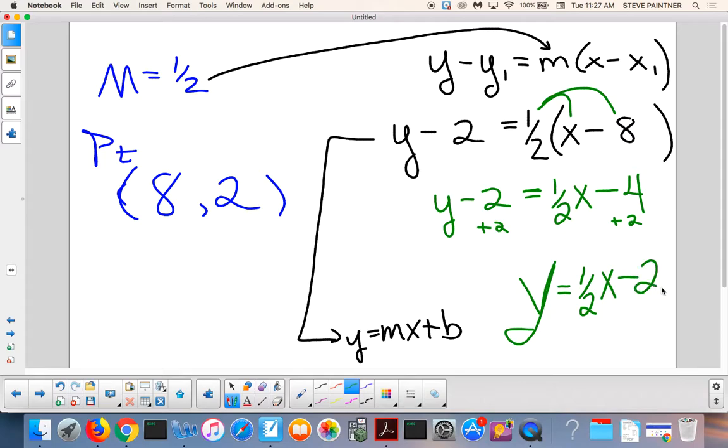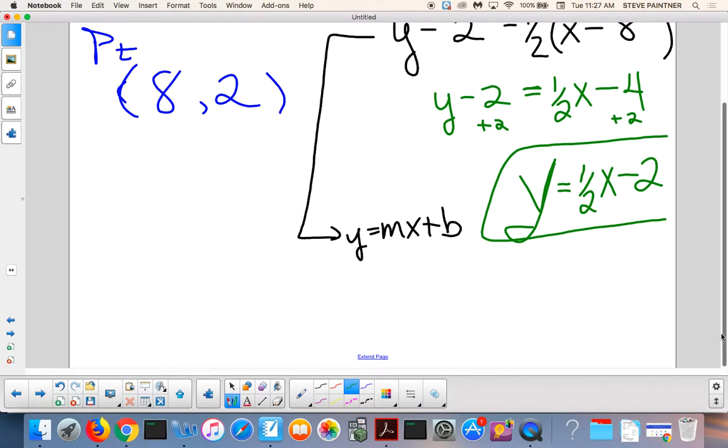Minus 2. That's a great answer. Does this look like slope intercept? Yeah. And this is useful because now you can graph. Graph really quick. Watch this. Boom, boom. Where do I start? -2. Up 1, over 2. Up 1, over 2. Okay. So you can see the line already. It's that easy to graph.